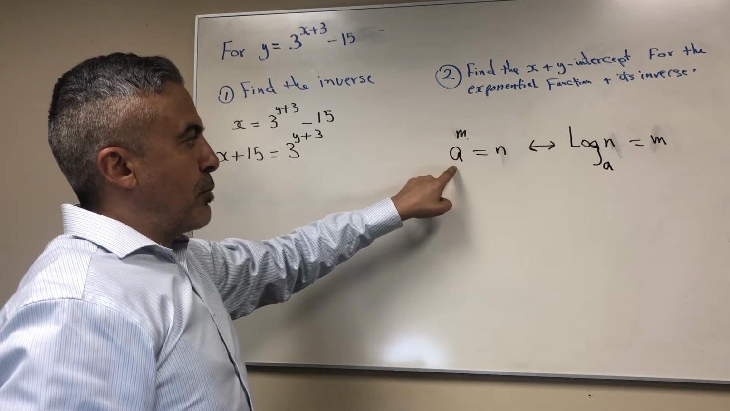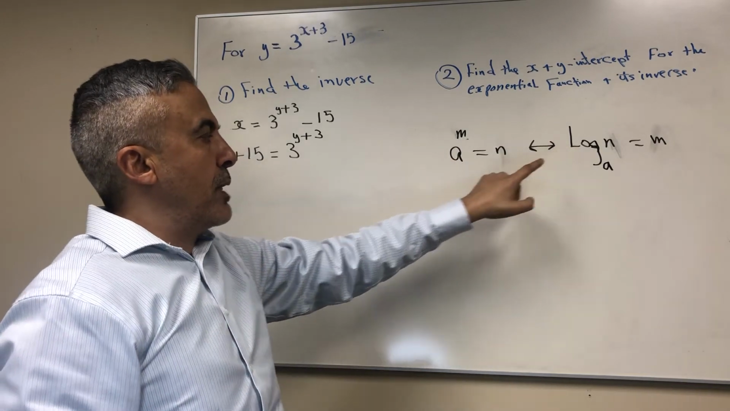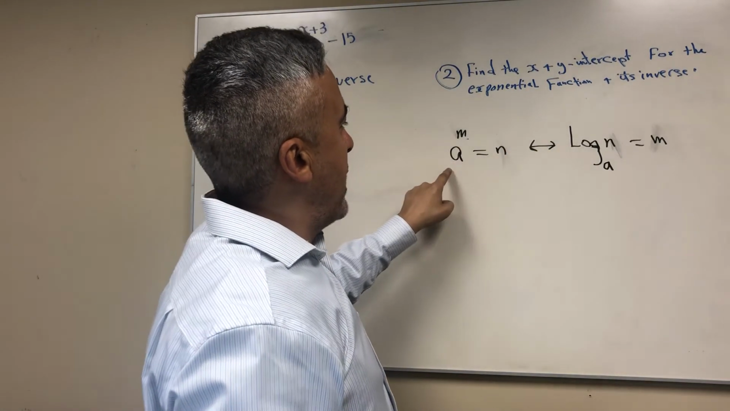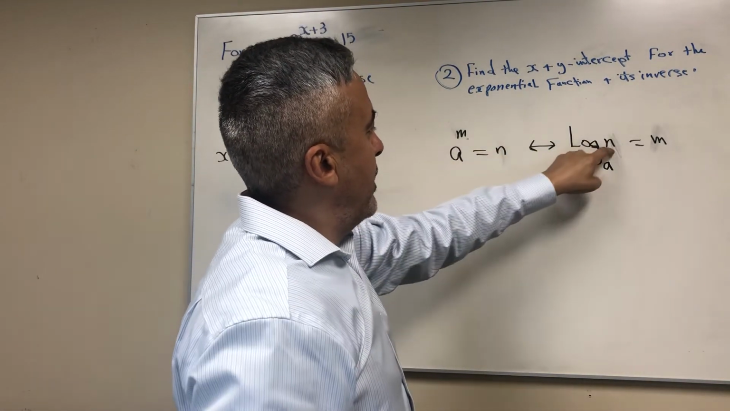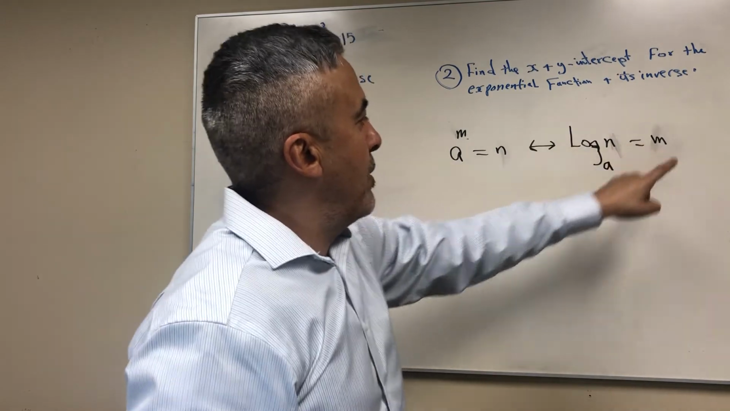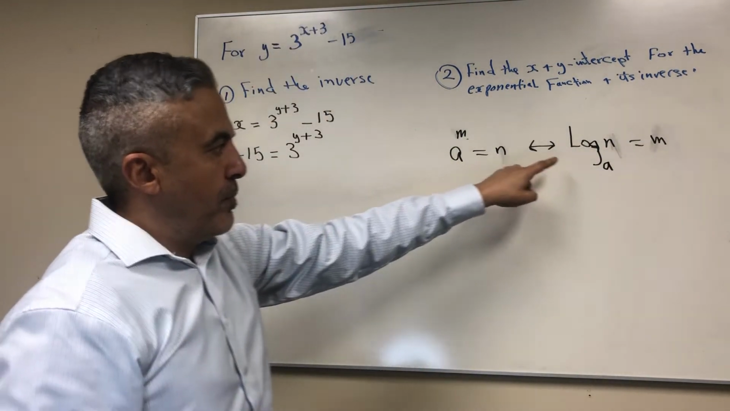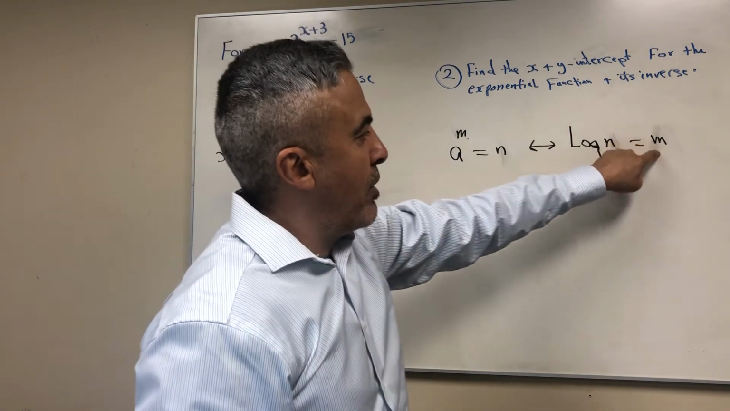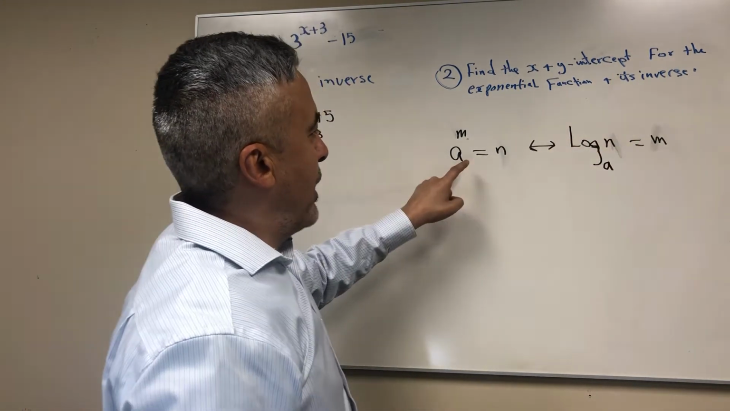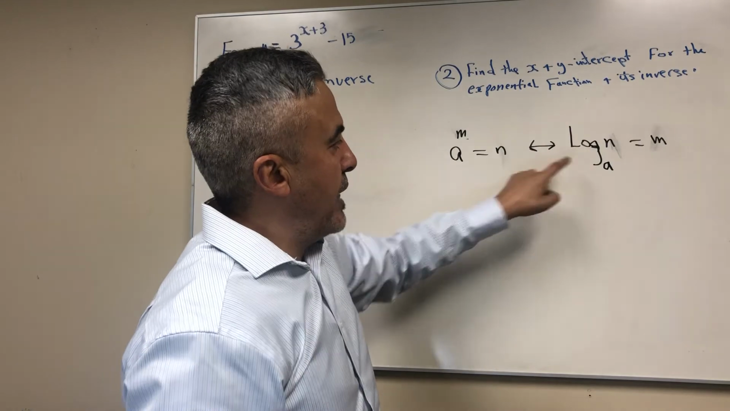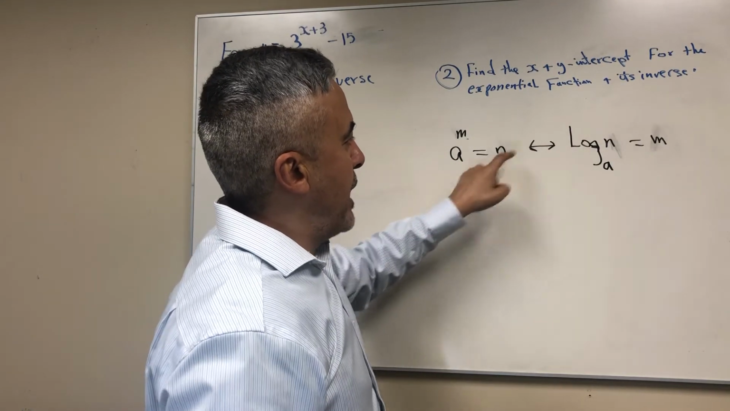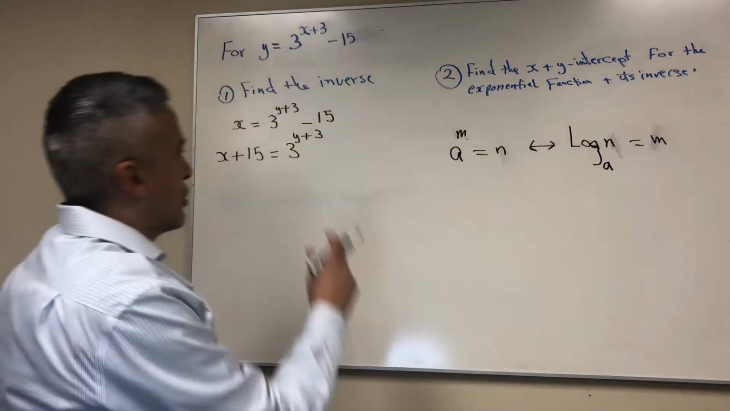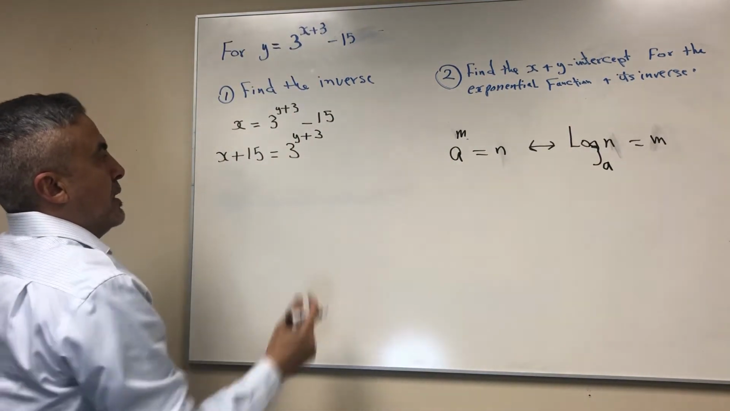If we have an exponential function and we want to change it to logarithmic, then it becomes log base a of n equals m. So changing from logarithmic to exponential, you'll go a to the power of m equals n. But if you have this and you want to change to that, then a becomes the base, n is what you log in, and m is what it equals. So now let's compare this to this.